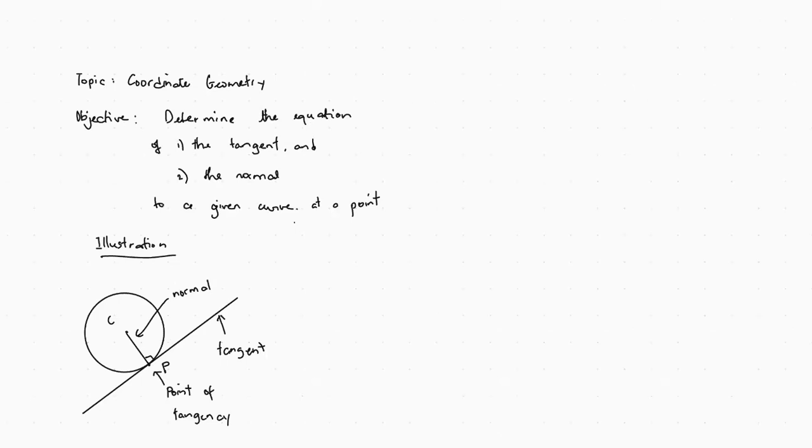To find the equation of the tangent, I use the relationship between the gradients of perpendicular lines in order to get the gradient of my tangent. So I use that along with P, my point of tangency, to determine the equation of my tangent.